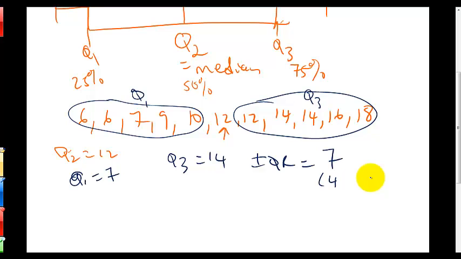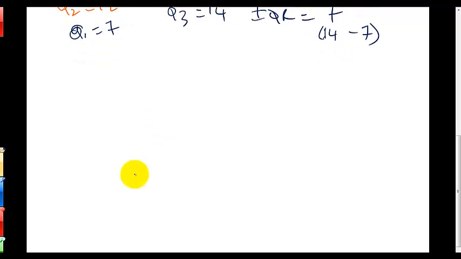Oh, they did 12. I must have missed one. Doesn't matter. 14 take away 7. Okay. We understand standard deviation. Forget about that. We should know all of that. Okay. Outliers. Massive.